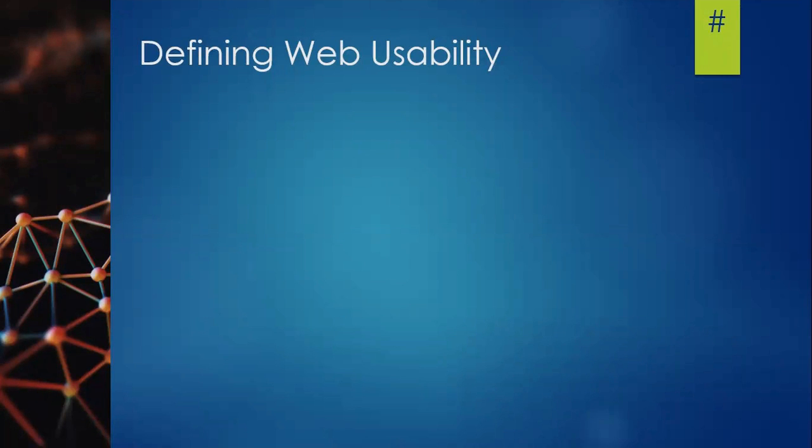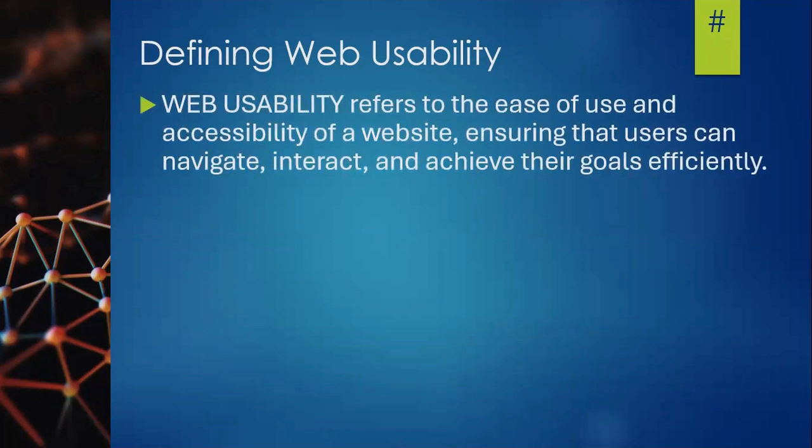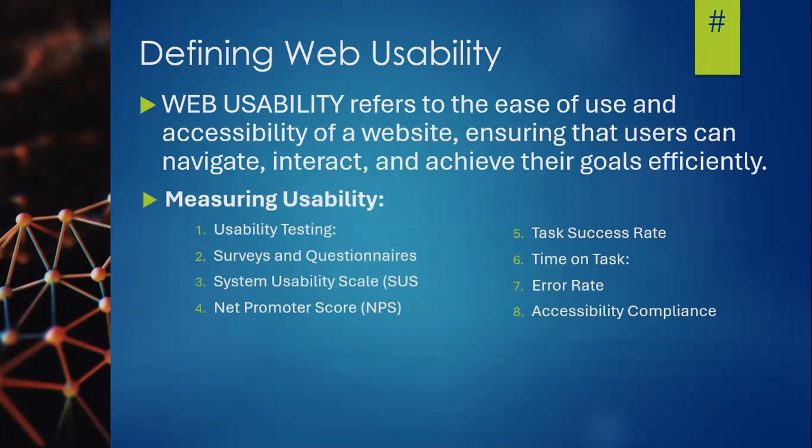So what does web usability mean? Usually it refers to the ease of use and accessibility of a website, ensuring that users can navigate, interact, and achieve their goals efficiently. So how useful the website is. We have several ways to measure usability: testing, surveys, usability scale, there's a special scale for that, some kind of scores, task success rates, and especially time on task, when they measure how much time it takes for a person to achieve their task, error rate and accessibility compliance, all those things.